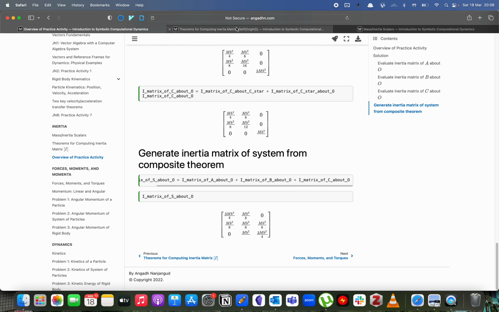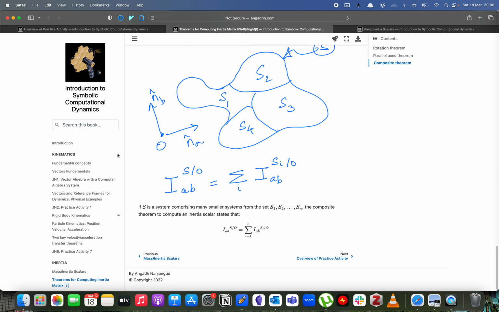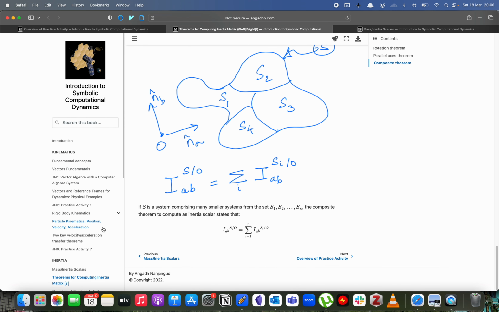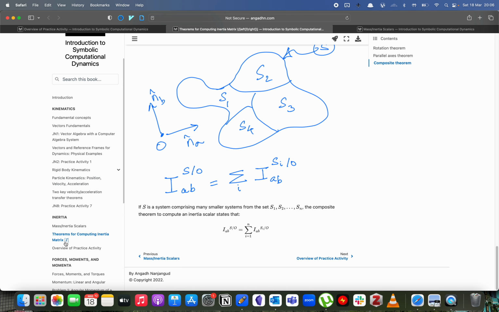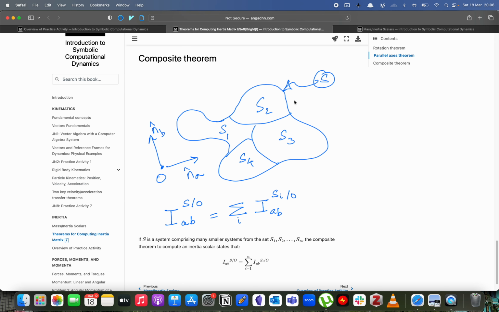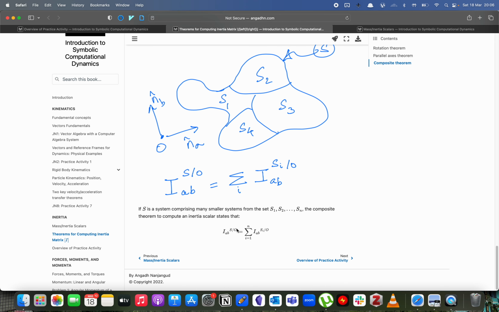Where did I get this from? If you go to the theorems of computing moments of inertia, which was right above the practice activity in terms of the table of contents, if you click on that, you see that I have a system made up of 4 subsystems, so you can add up the individual products or moments of inertia, and the same is true for the entire inertia matrix as well as a result. So you can essentially just add up the inertia matrices as well, right?